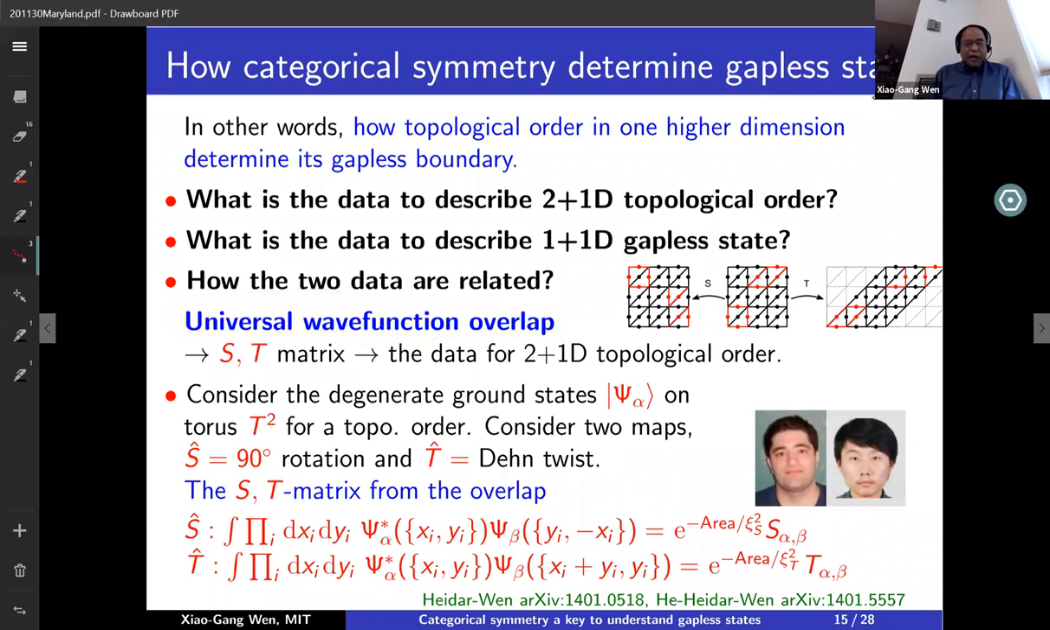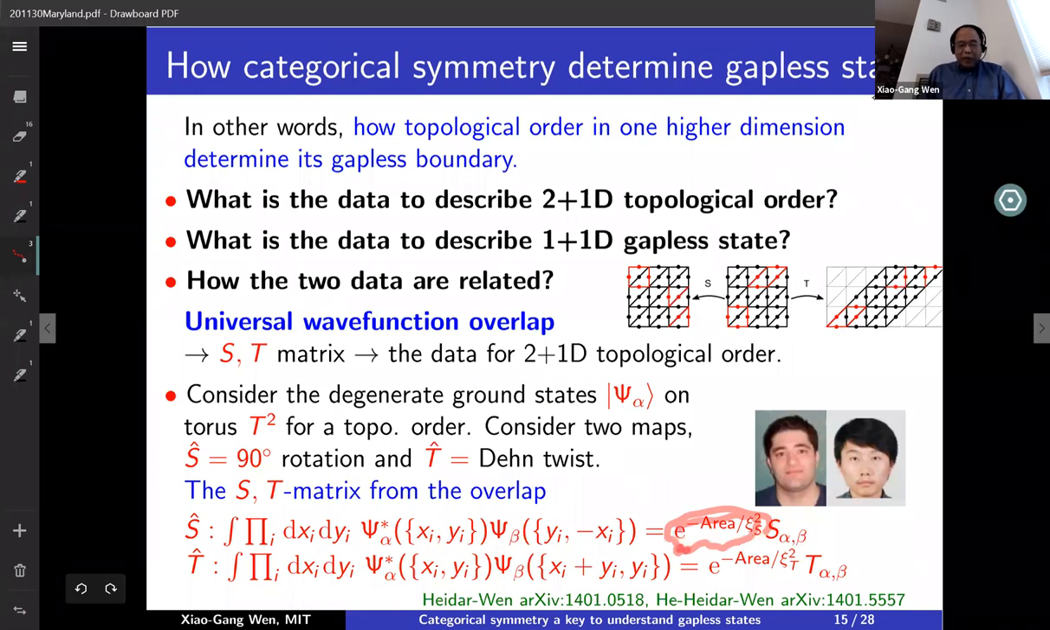So what is universal wave function overlap? First, we consider a torus. And a torus has a degenerate ground state if the topological order is non-trivial. Then the S matrix is that we consider the overlap of two wave functions related by a 90 degree rotation. So the S matrix is really a 90 degree rotation. We change the coordinates by 90 degree rotation and take their overlap. Remember that our system on the torus does not have a symmetry of 90 degree rotation. There's no symmetry, therefore this overlap is tiny. Actually, it's exponentially small. The exponent is like area divided by some kind of correlation length. That's like the area law part.